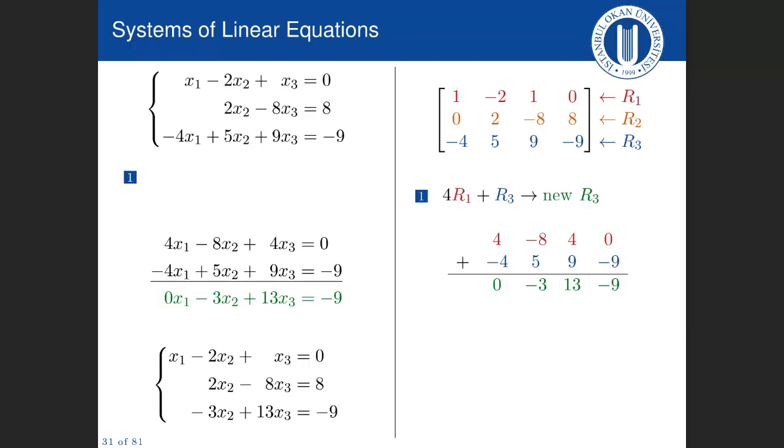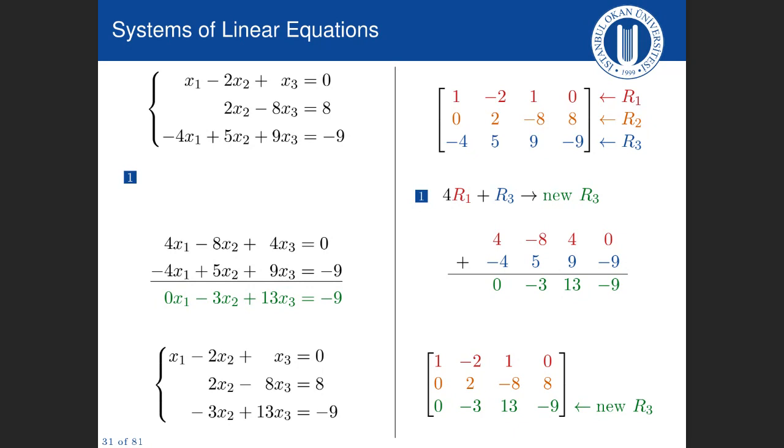4 plus minus 4 is 0. Minus 8 plus 5 is minus 3. 4 plus 9 is 13, and 0 plus minus 9 is minus 9. This is my new row 3. So now I get a new augmented matrix. The red row stays the same, the orange row stays the same, but now I've got a new row 3.